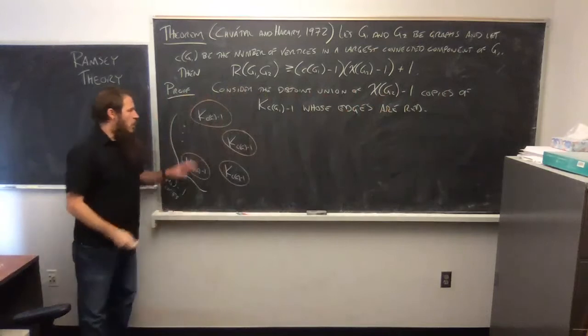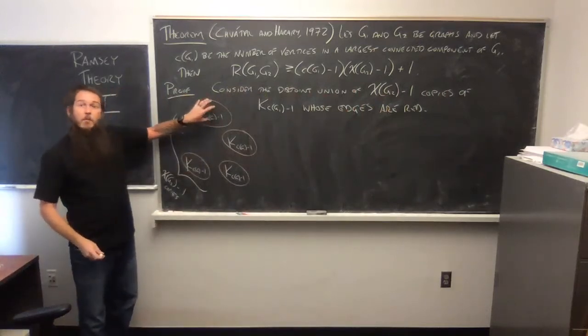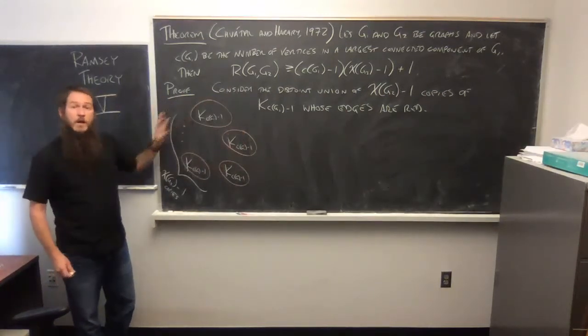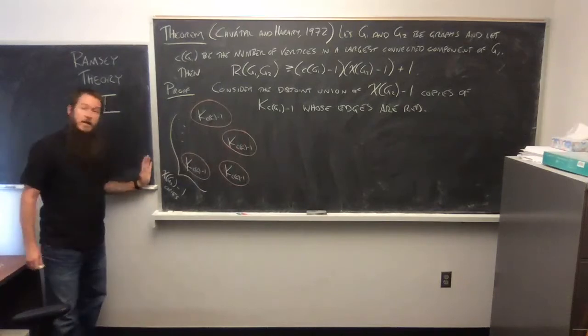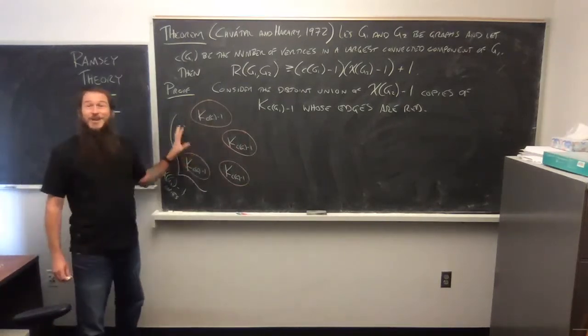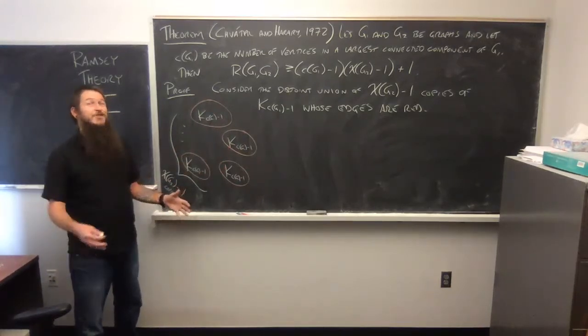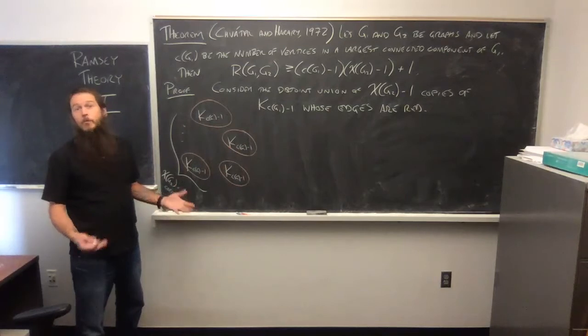And so the way that I've drawn it, think of this as being a complete red K sub c of G1 minus 1. This is another one, another one, another one, and so forth. And the total number of copies we have is chi of G2 minus 1. Now, we don't have any edges interconnecting the copies yet. But what we're going to do is start drawing all possible edges interconnecting them as blue edges.